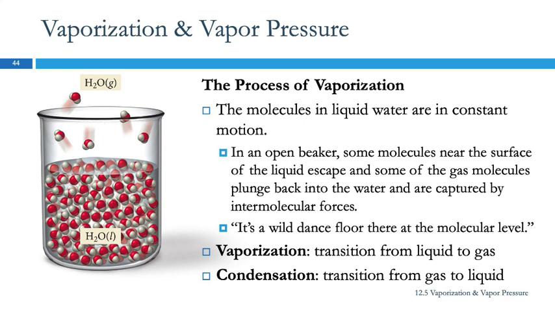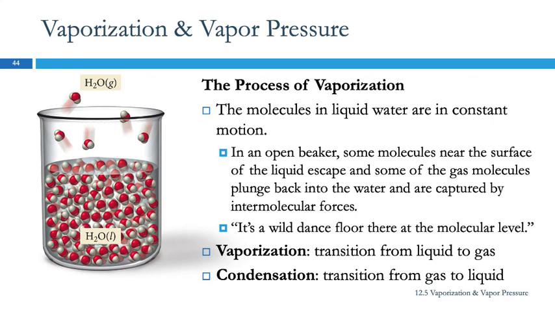Here in this open beaker, some of the ones at the surface can have enough energy to escape and get into the gas state. And when they get into the gas state, they go in straight lines until they bump into something. And since this container is open, most of them are just going to go out into the universe, right? But you can also have some that might come back and land in the water and get stuck again.